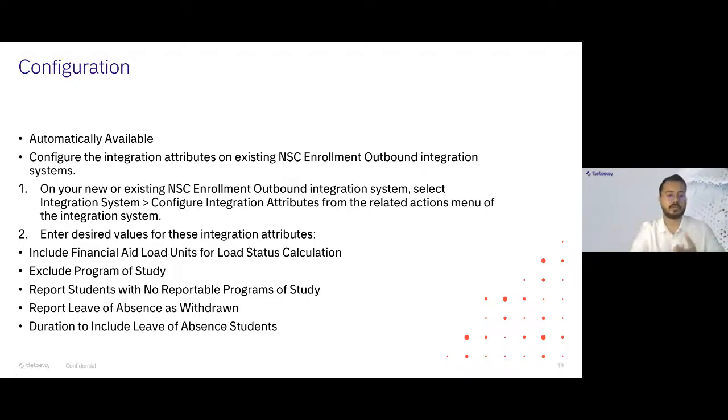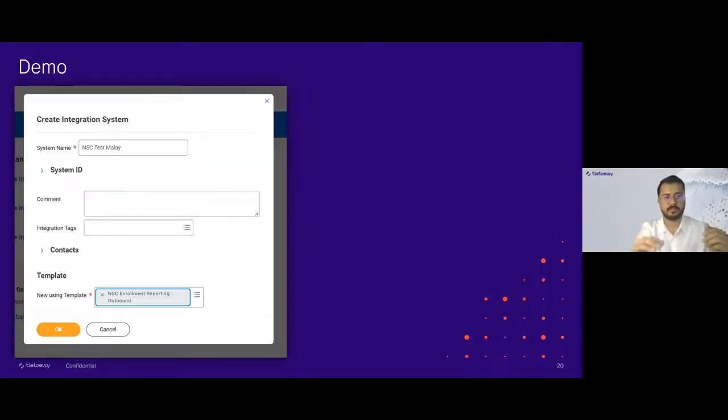Those include financial aid loads for load status calculation, exclude program of study, report students with no reportable programs of study. Then we have report leave of absences as withdrawn. And the last one is duration to include leave of absence students. I would show you the demo, and here is the screenshot.